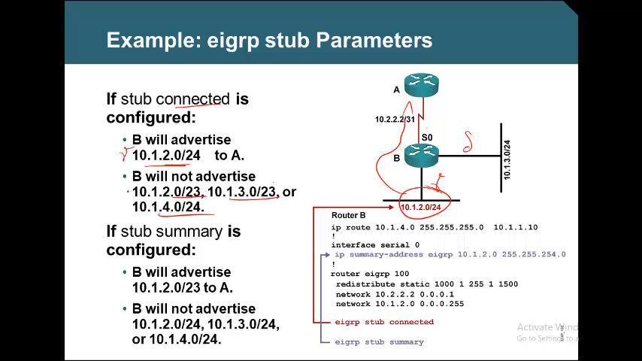And when you configure EIGRP stub summary, only the summary route will be advertised, not even the connected gamma, nor delta, nor static. This is clear?